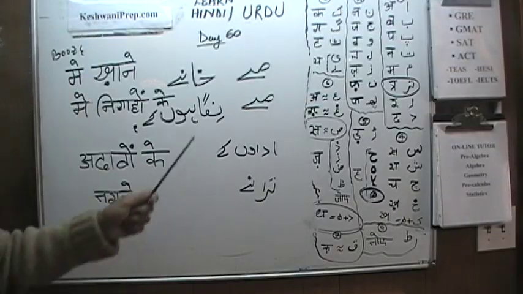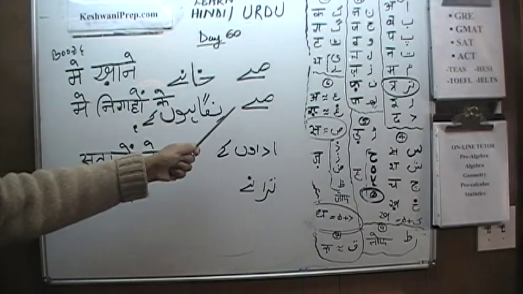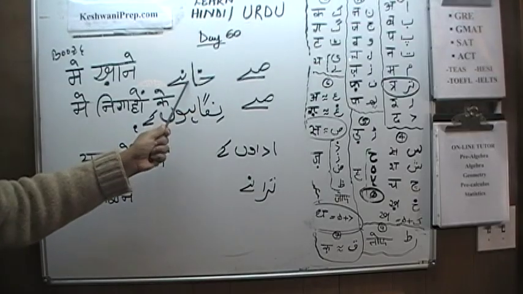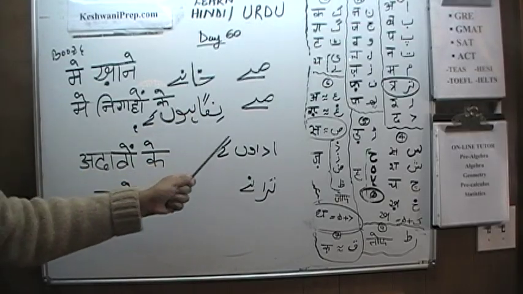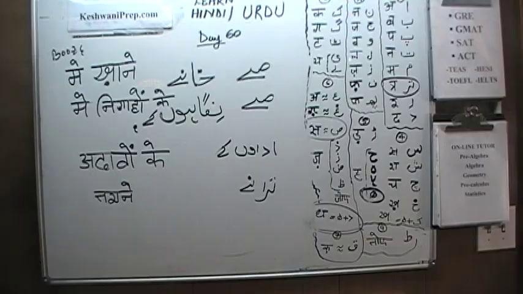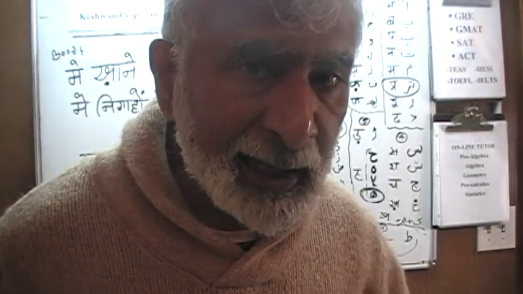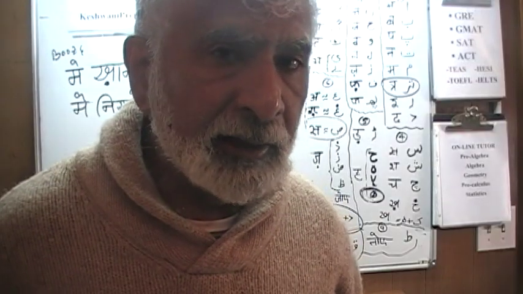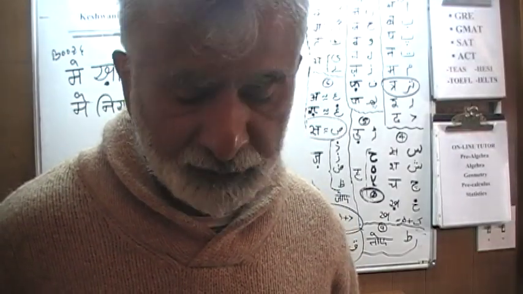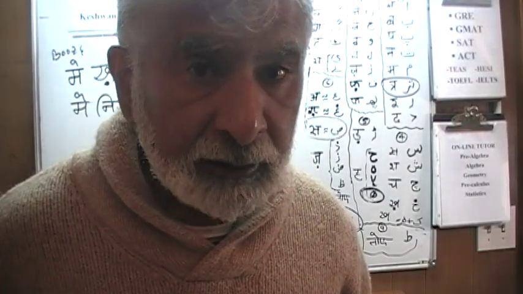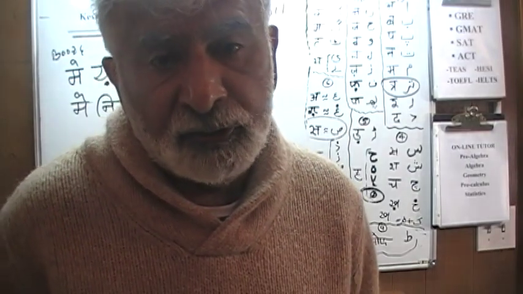So what does it say? It says mekhane में निगाहों के अदाओं के तराने. Mekhane में निगाहों के, nigah here means not glance or a look, but eyes. Ada is behavior, her elegance, the way she walks, the way she talks, as I said.